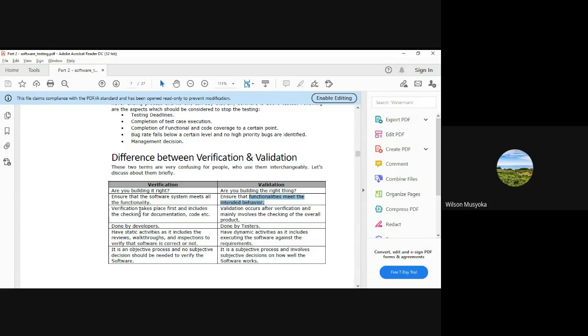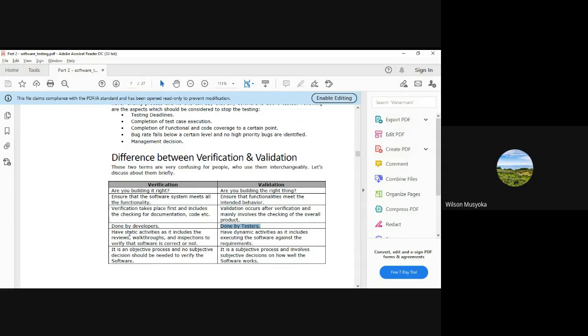Also, verification will be taking place first, and it will include checking for documentation and the code when you have developed the system or when you have coded the system, while validation will come after verification has been done and you're just checking the overall product, and this is normally again by the user or the project manager just to check whether it is doing the right thing. Verification is done by developers because it will include checking the code, but validation will be done by testers, that is like a project manager or a user, just to check whether the system is doing what it is expected to do.